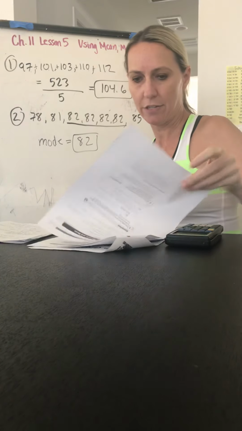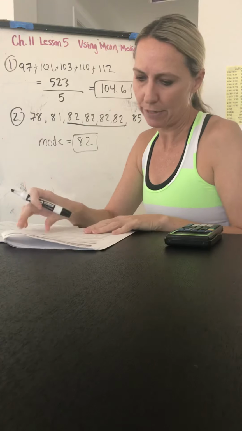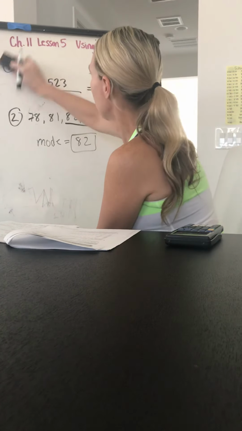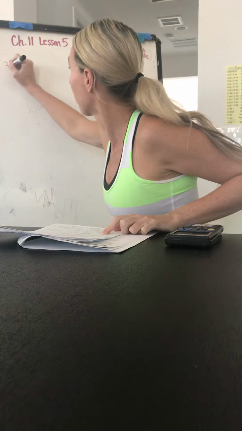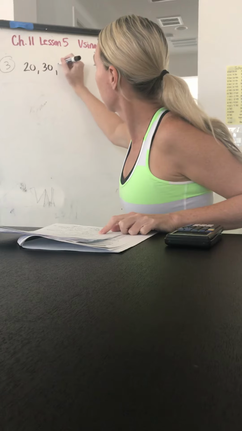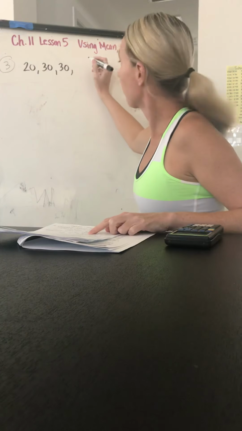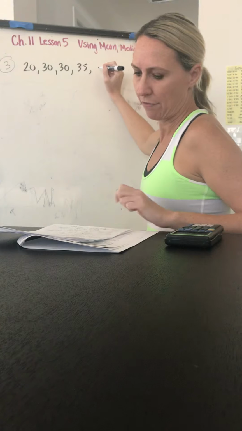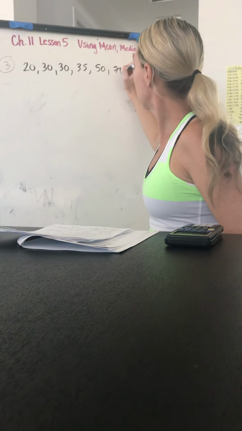Okay, let's turn the page. Go to example 3. Now, example 3 says there's a table that shows the average lifespan of some animals. So let's write this. I'm going to write it in order. So we have 20, 30, 30, 35, 50, 70, and 200. Okay, so in this case, it says identify the outlier.